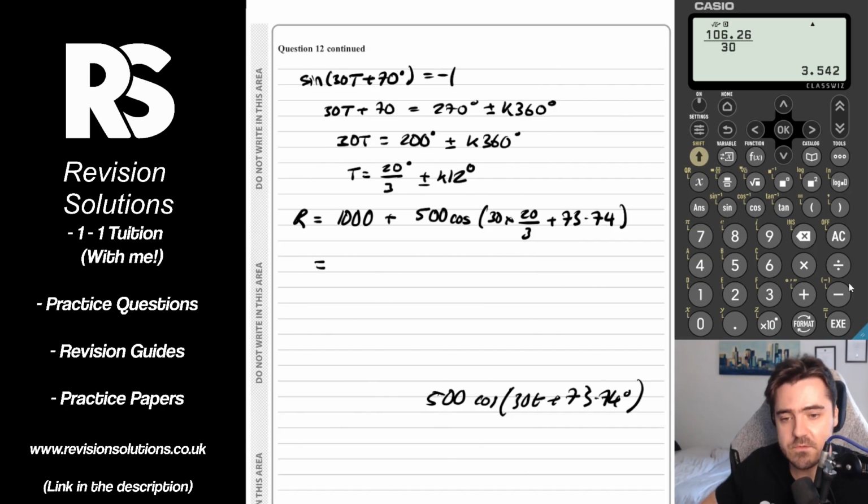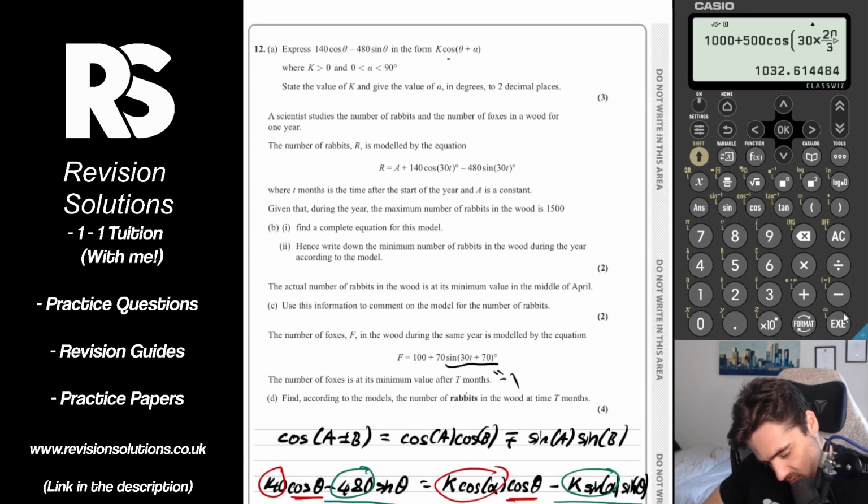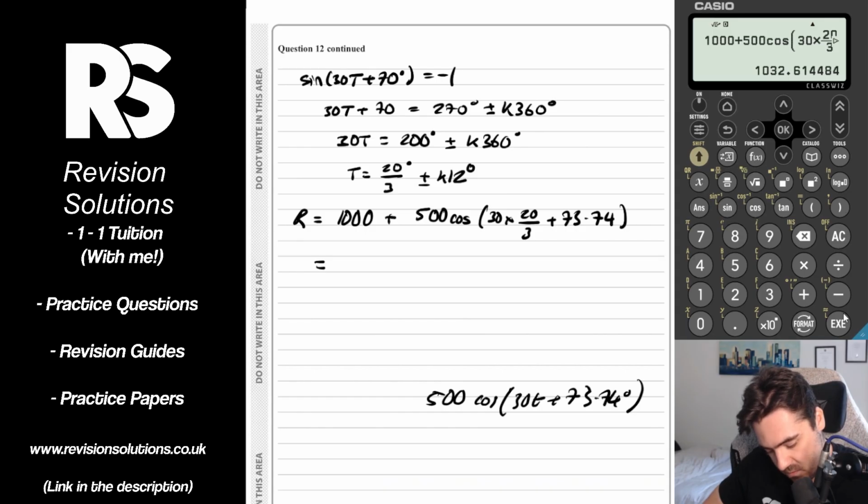So what does that come out as if we plug it in the calculator? We've got 1,000 plus 500 cos of 30 times 20 over 3 plus 73.74. Close that. 1,032.6 rabbits, does it say to round? It doesn't say to round, but we can't have 0.6 of a rabbit, so let's just say we'll round to the nearest rabbit. So 1,033 rabbits.